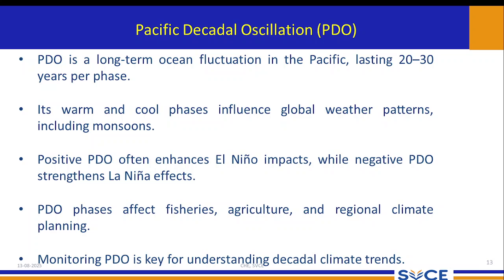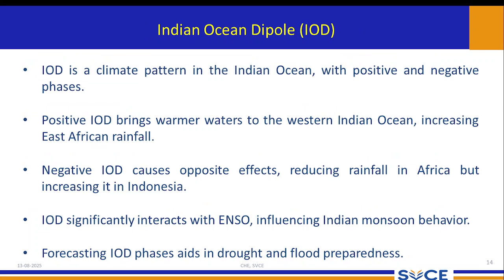So the positive PDO often enhances El Nino impact while negative PDO strengthens the La Nino effects. The PDO phases affect fisheries, agriculture, and regional climate planning. Monitoring PDO is key for understanding the decadal climate trends.